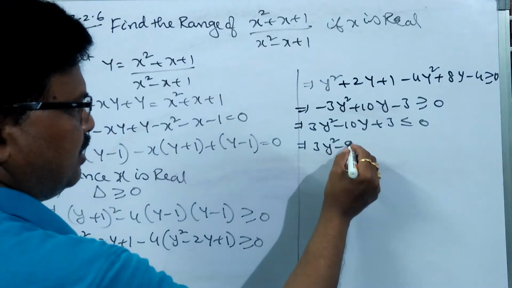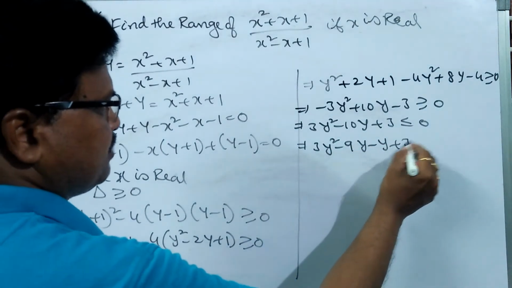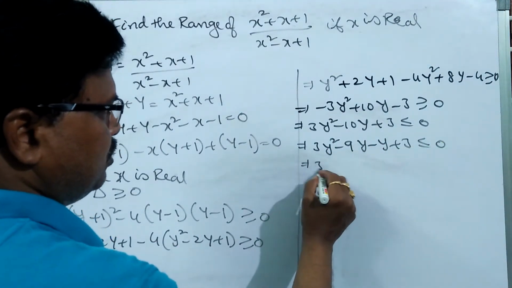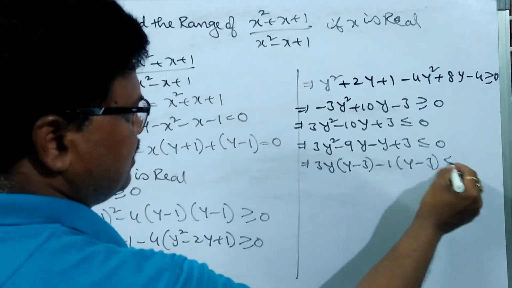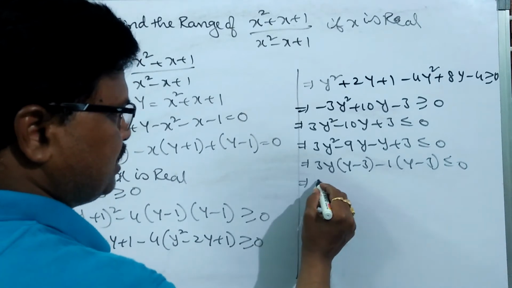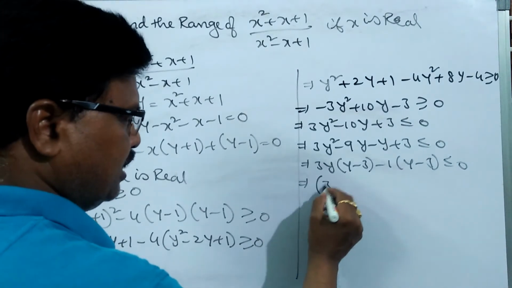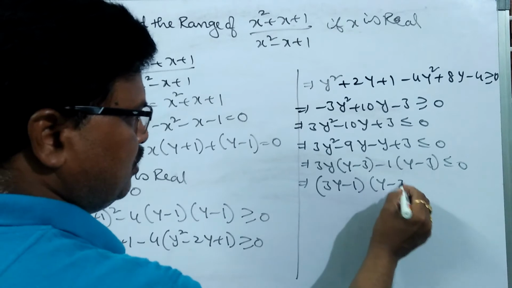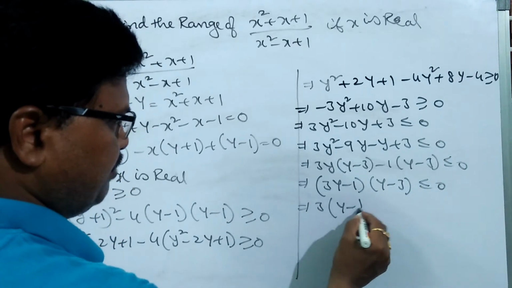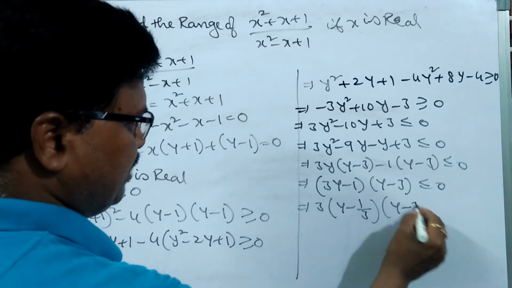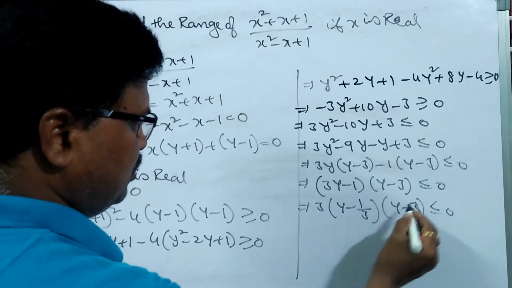So 3y² − 9y − y + 3 ≤ 0. So 3y(y − 3) − 1(y − 3) ≤ 0, which implies (3y − 1)(y − 3) ≤ 0. Bring 3 to the outside: 3(y − 1/3)(y − 3) ≤ 0.